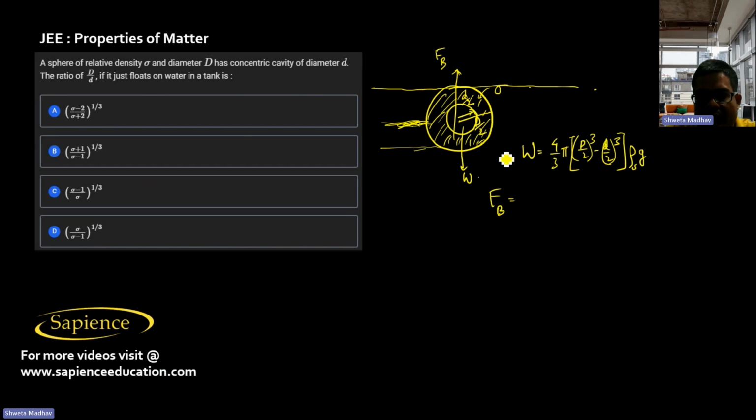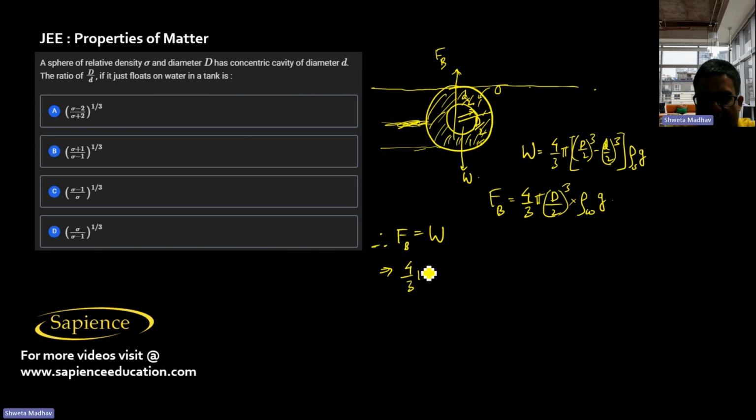Fb is, here the outer volume only we have to take, since the volume of the water displaced is the same as the outer volume only, which is 4 by 3 pi into (D by 2) whole cube into the density of water into g. So now the upthrust, which is the buoyancy force, should be same as the weight of the sphere, since it is just able to float.